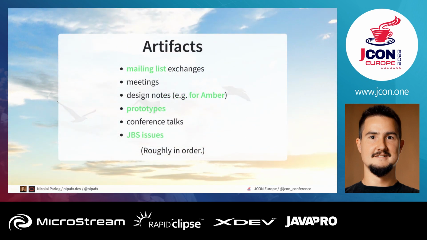So the artifacts here are much more widespread, in many more different formats. There are mailing lists and changes. If those go well, there are often meetings, sometimes at conferences like these. Design notes, like the ones I just linked. There are often prototypes being developed in forks, often private to the people working on these proposals. Sometimes you see conference talks on this.